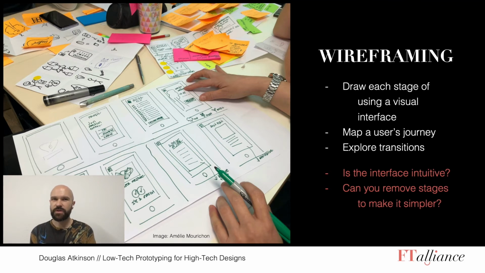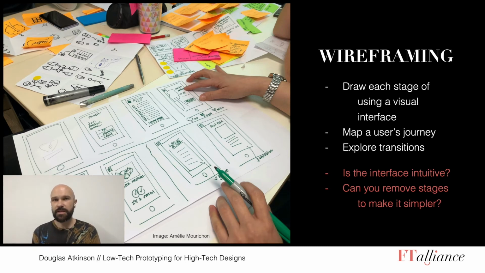And in this image, we're looking at stages of using an app. So whenever you might ask someone to make a choice, whenever someone might have to click or trigger a function, this is the point where you want to draw that stage so that you can understand how someone progresses from one point to the next.